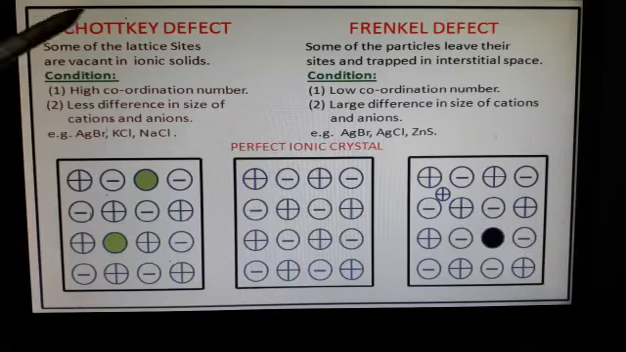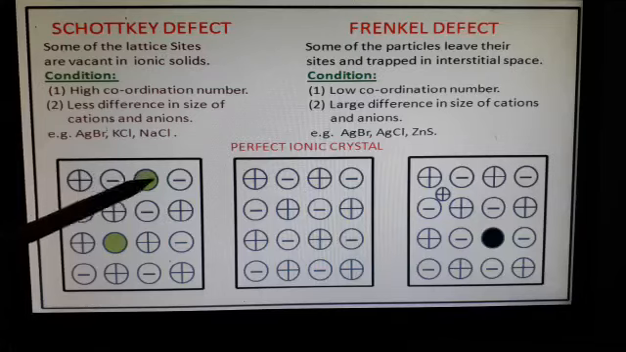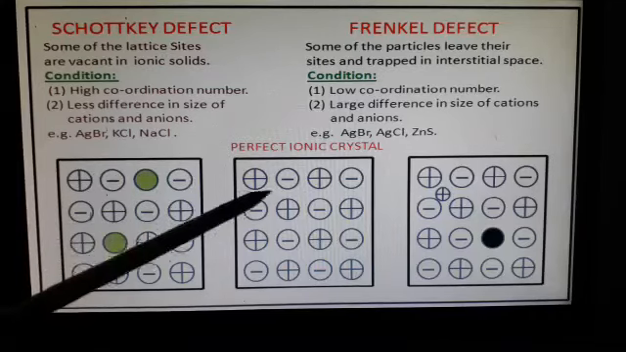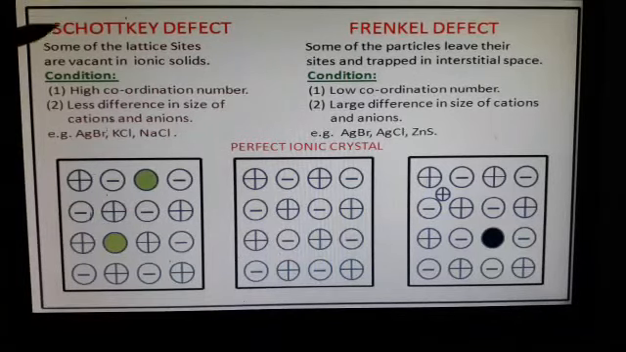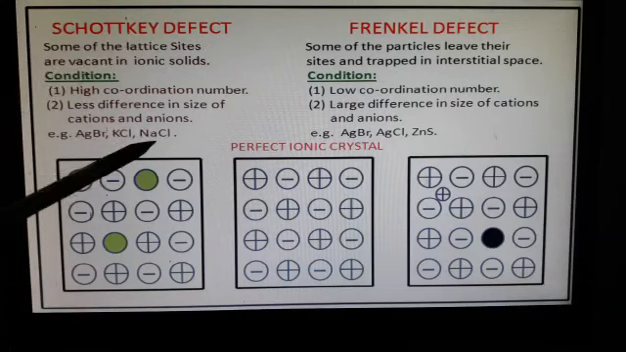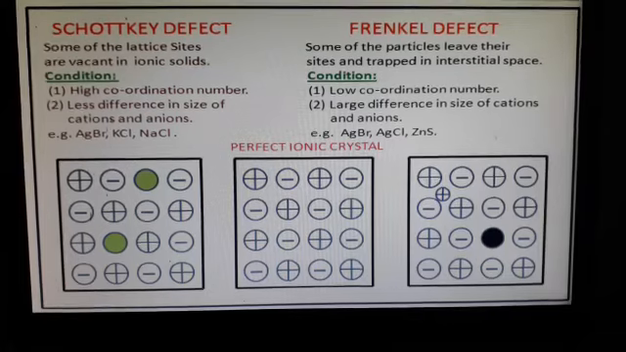The effect of these two defects on density. So you know density means mass upon volume. Mass is directly proportional to the number of atoms, or number of anions, cations, or ions. Here in Schottky defect, since the number of atoms is less than in a perfect crystal, the density will be less than a perfect crystal. Underline this line or note it in your copy: Schottky defect decreases the density of crystal, while Frenkel defect doesn't affect the density of crystal. So these are stoichiometric defects.